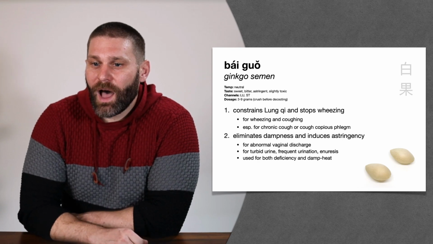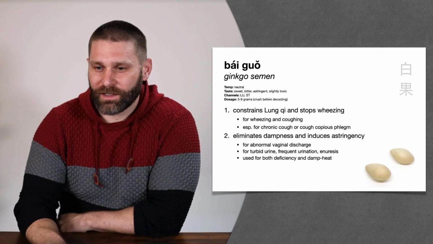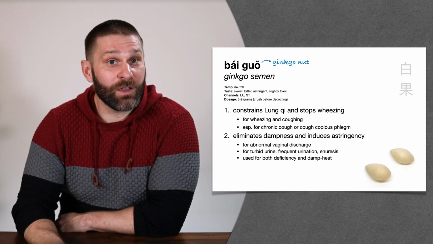After that is bai guo, ginkgo semen. Bai guo, ginkgo semen. This is ginkgo nut. So I think in the West, a lot of people are familiar with ginkgo leaf. I think they use that for memory problems or brain issues and things like that. And that is an herb in Chinese medicine. It's called yin xing ye, I think. But here, when we say ginkgo, we're mainly using ginkgo nut.